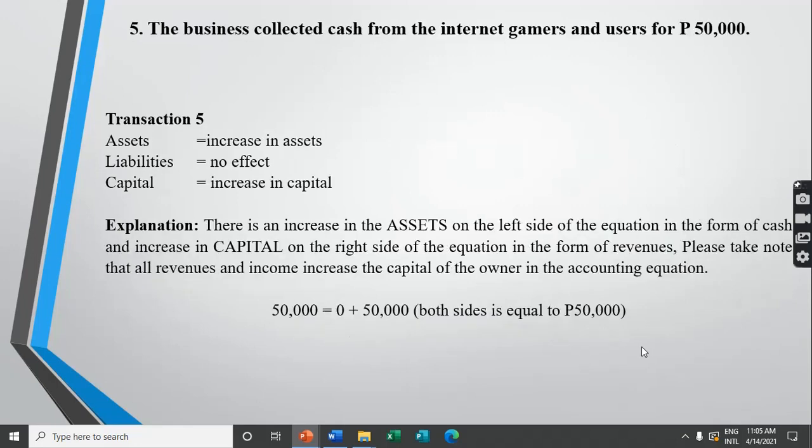Okay? Number 5. The business collected cash from the internet gamers and users for 50,000.